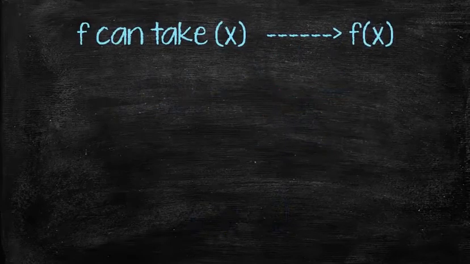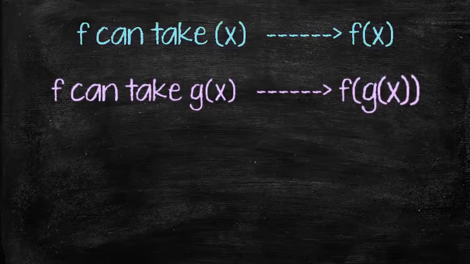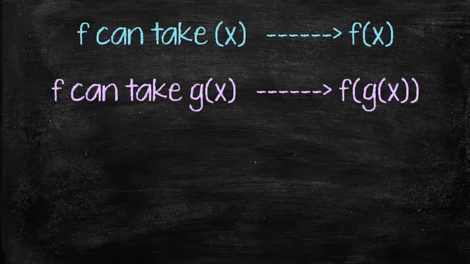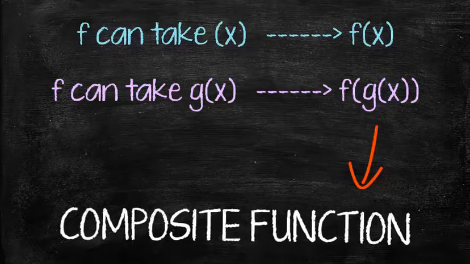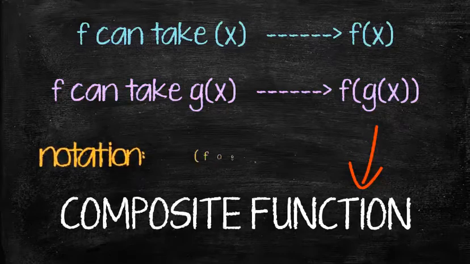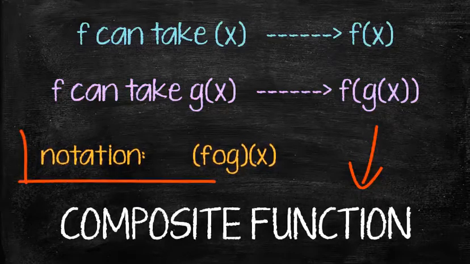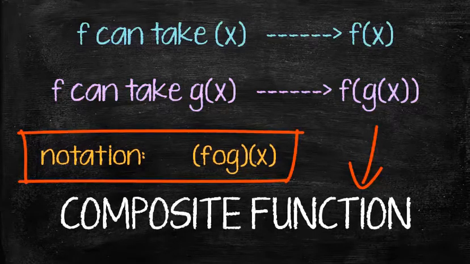As we know, f is a function that can take an input x and transform it into an output f of x. Similarly, f can take the output of another function, such as g of x, as its input, and transform that input into f of g of x. When two functions are combined so that the output of one function becomes the input for the other, the resulting combined function is called the composite function. The notation for the composite function f of g of x is f circle g of x.